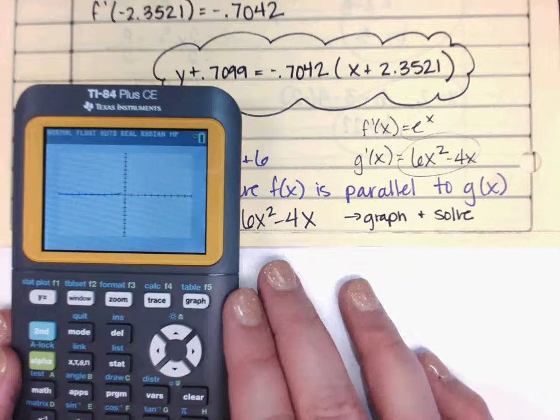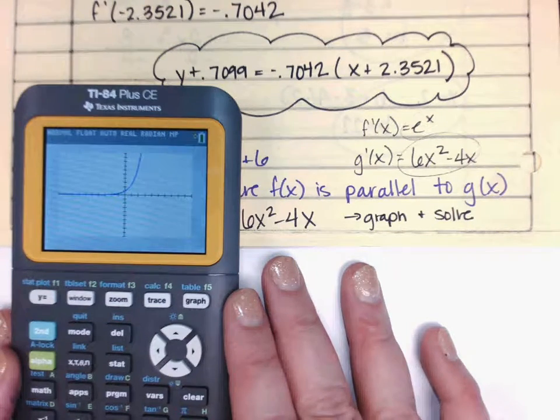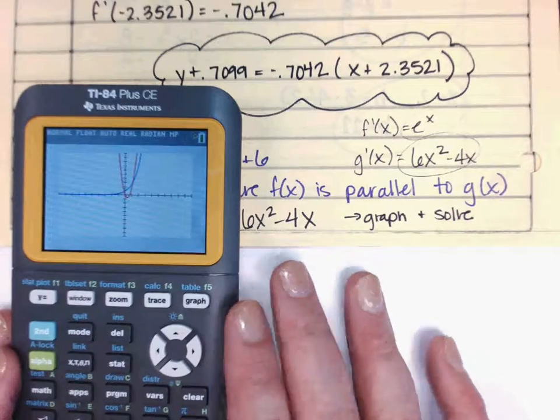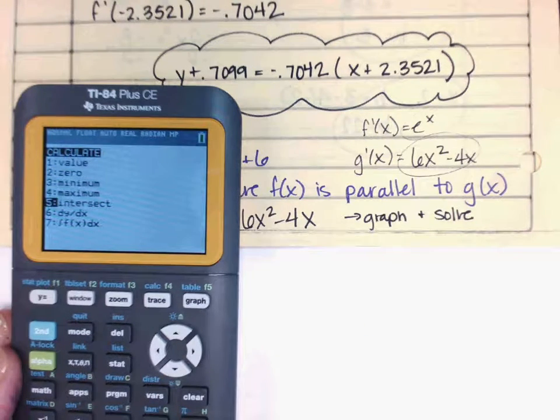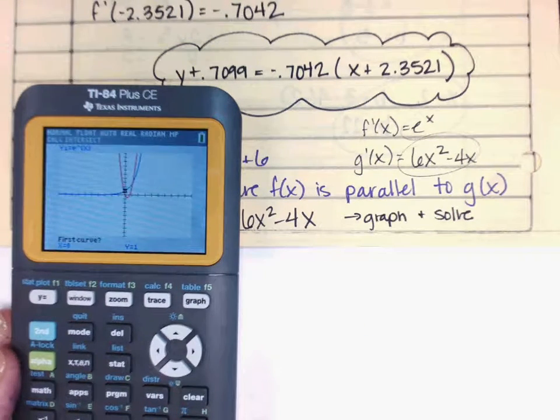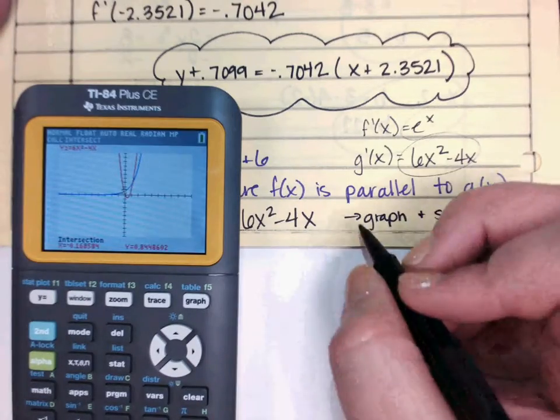Okay, there's your e to the x. There's your quadratic. And do you see that they cross twice? Yes. Okay, so second trace, option 5 is intersect. Then enter 3 times, go kind of slow, 1, 2, 3. Okay, there's my first guy. They intersect at negative 0.1685.